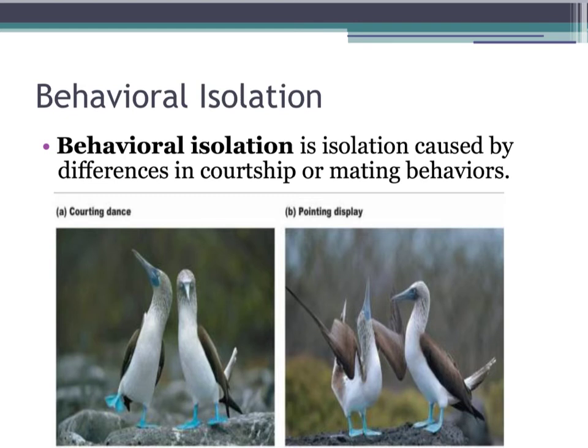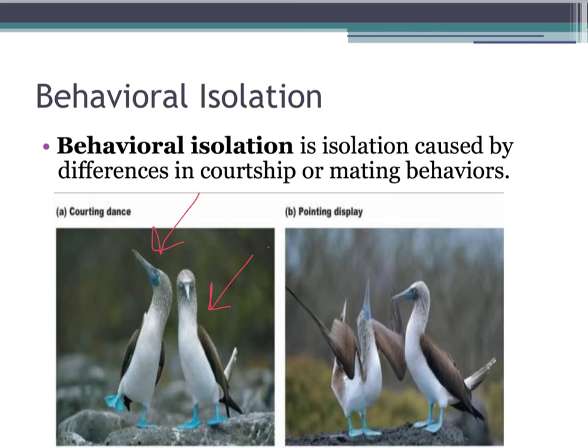So this is in differences in courtship or mating behaviors. So let's look at these guys on the left. This bird right here is trying to impress his lady by doing this really awesome dance. He's dancing, he's getting down, he is showing his moves. And this lady, she's going to be like, all right, I'll do that. Or she's going to be like, no thanks. Depending on his courting dance, she's going to say, all right, let's do this. Let's have babies. Because that's how it works in the animal field.